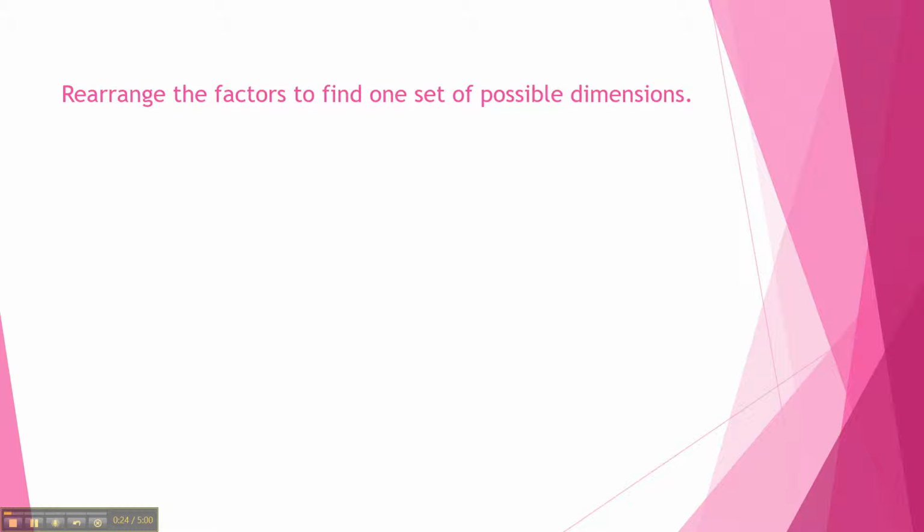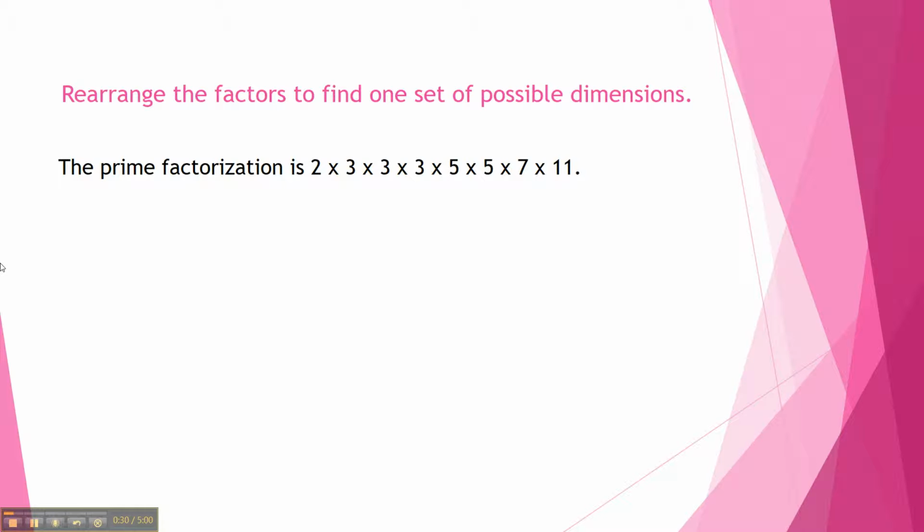So from our previous prime factorization, the prime factorization of 103,950 was 2 times 3 times 3 times 3 times 5 times 5 times 7 times 11. So to find the possible dimensions, you're going to take all of these prime factors, rearrange them, and multiply them together to come up with your 3 possible dimensions for length, width, and height.